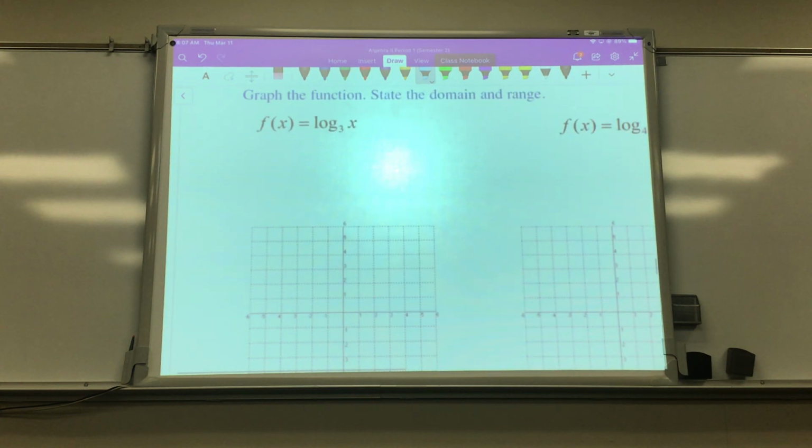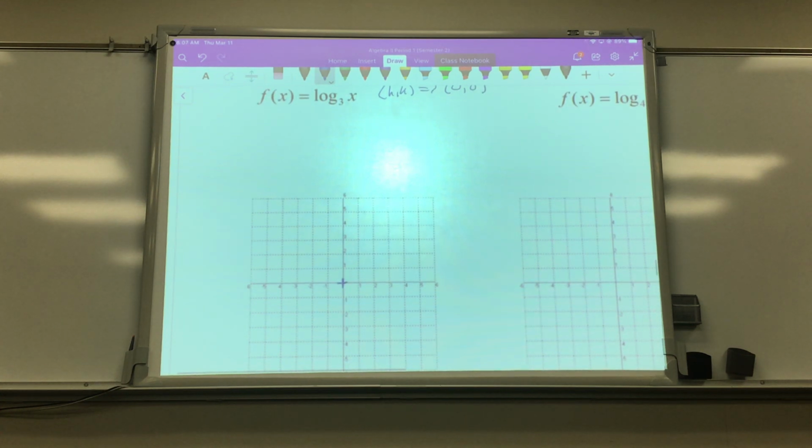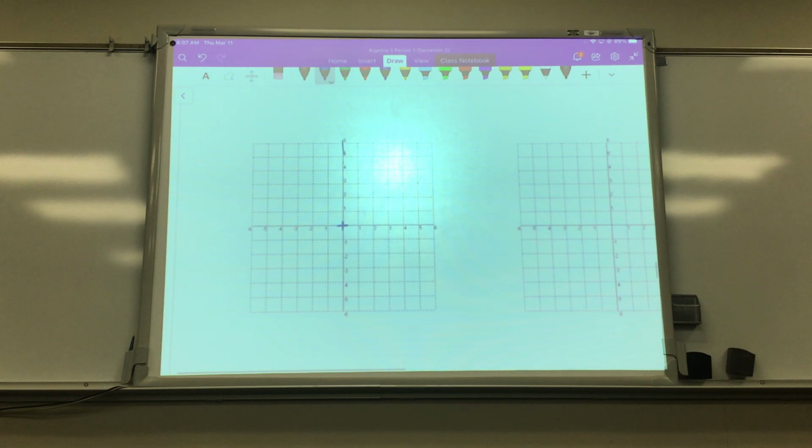Okay. So graph the function f of x equals log base 3 of x. What is our h, k in this case? Mara, h, k in this case? 0, 0. Matt, what type of asymptote did we say we'll have with logs? Vertical. We had horizontal with exponential.